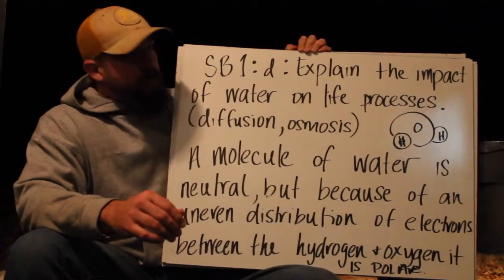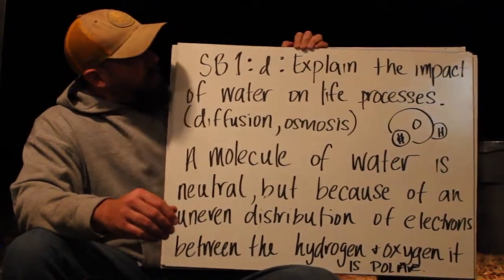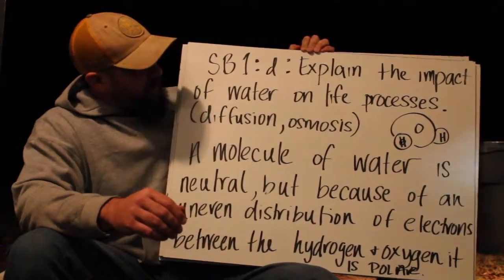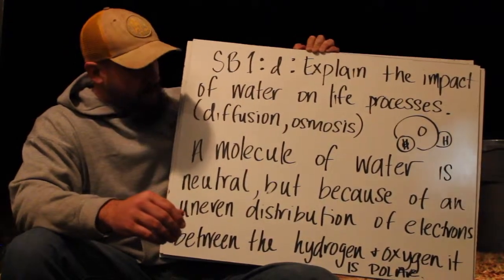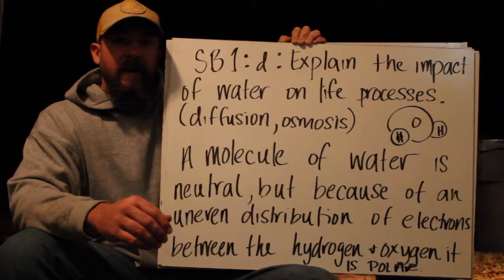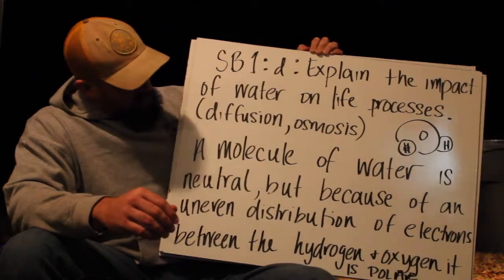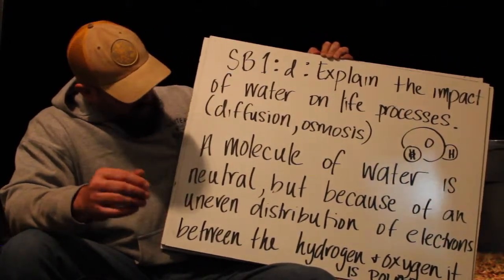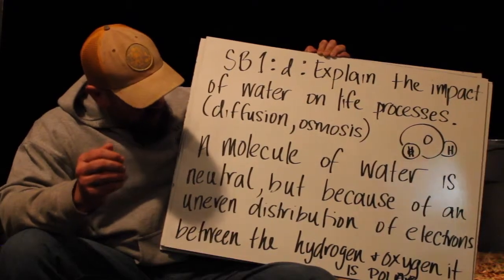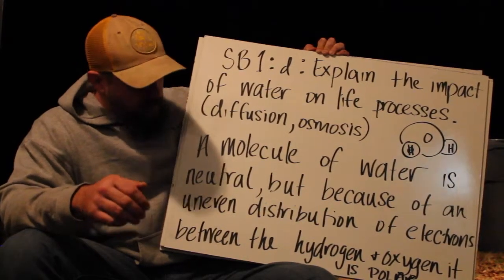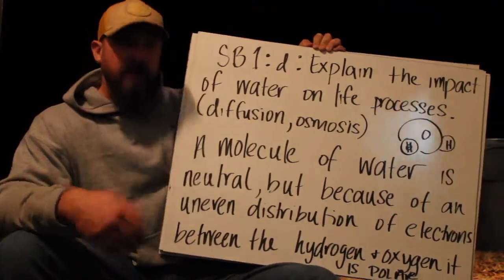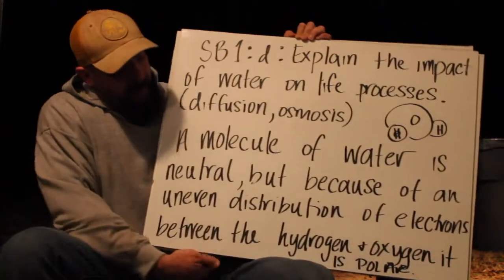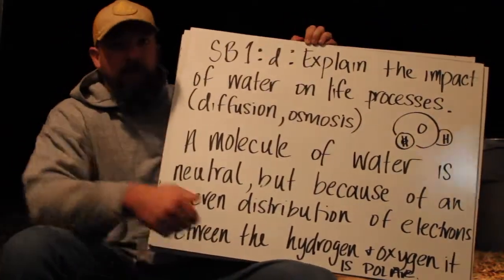Alright, today SB1D: explain the impact of water on life processes, i.e. diffusion and osmosis. A molecule of water is neutral, but because of an uneven distribution of electrons between the hydrogen and oxygen atoms, it is polar.